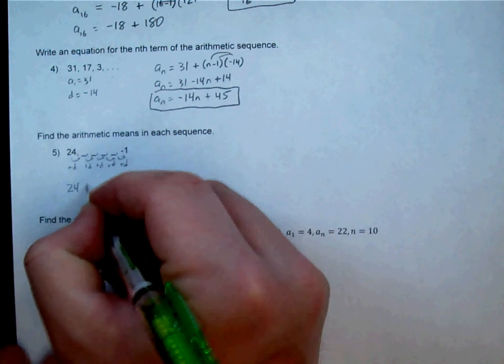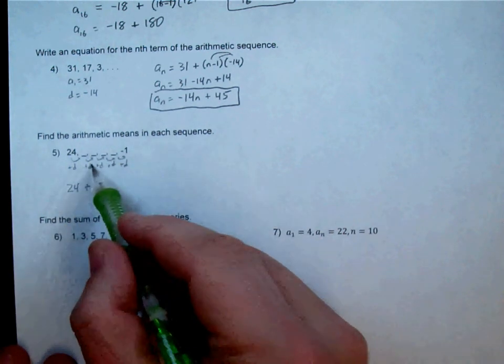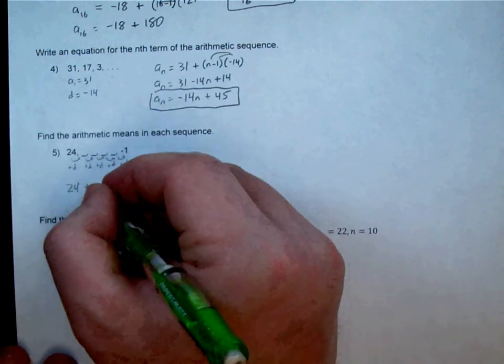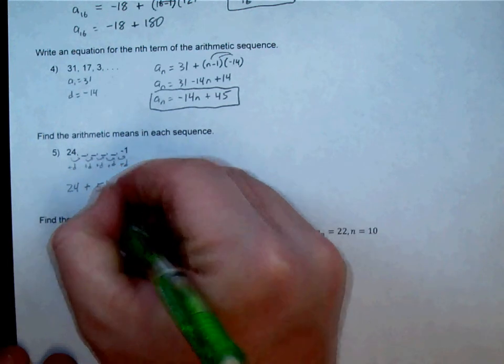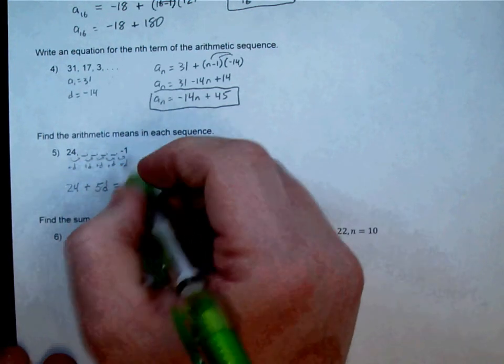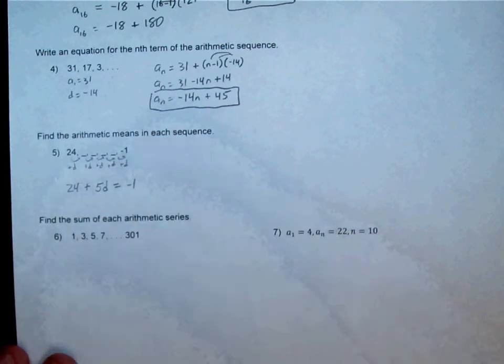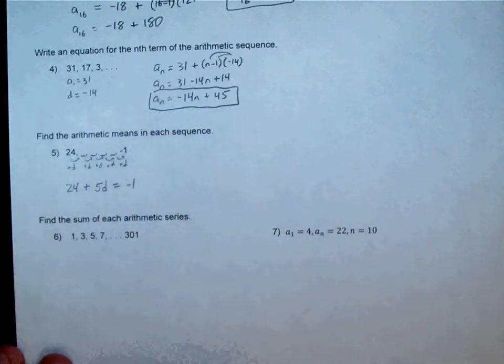I started at 24. I added d. Let's count it: 1, 2, 3, 4, 5 times. So I could say I added 5d. And when I did that, took 24, added 5d, I ended up at -1. So it equaled -1. It's an algebra problem to solve.